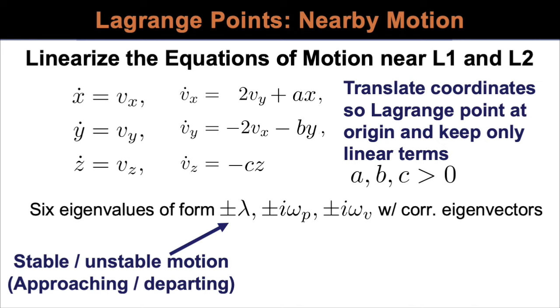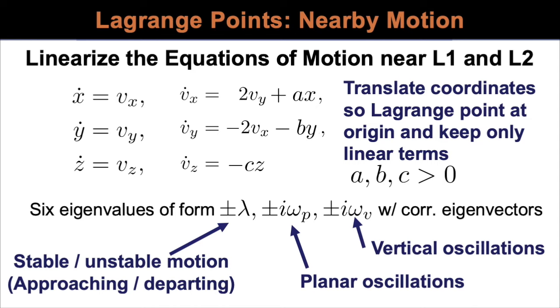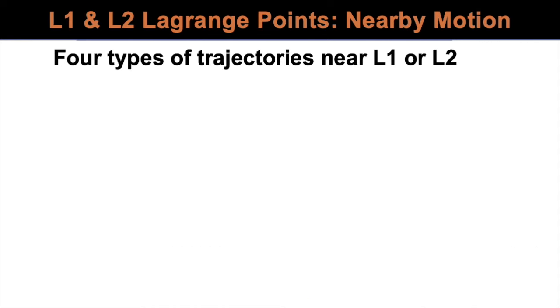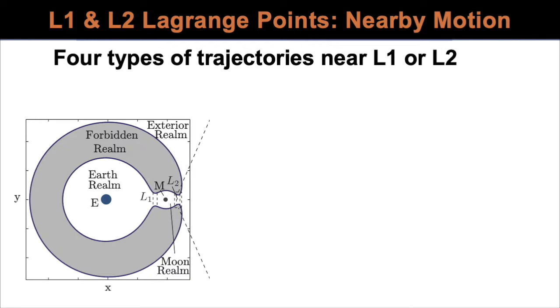How do we interpret this? The real pair corresponds to stable and unstable motion, so approaching or departing L1 or L2. This imaginary pair, plus or minus i omega_p, these are planar oscillations. Plus or minus i omega_v are vertical oscillations. And we have four different types of trajectories that you can combine with those types of motions.